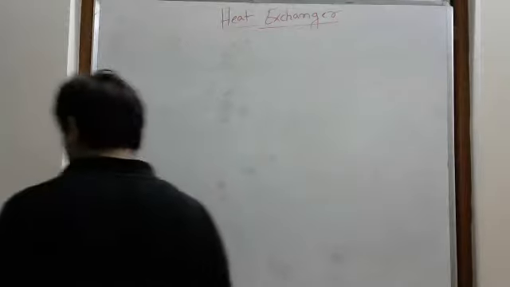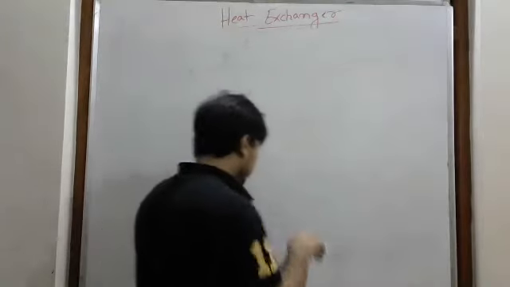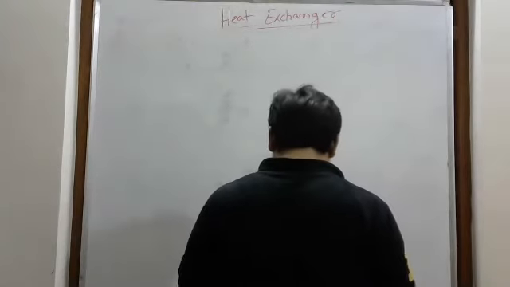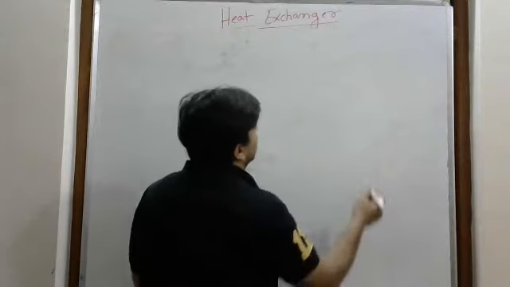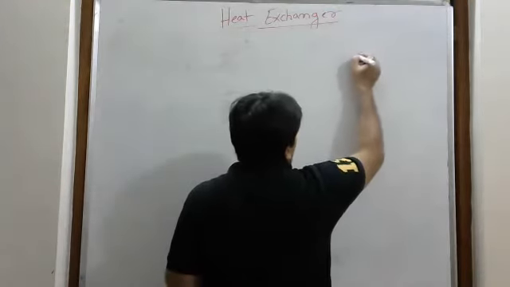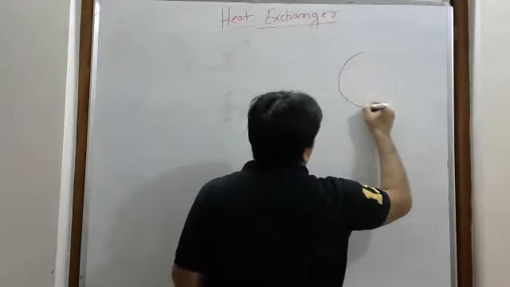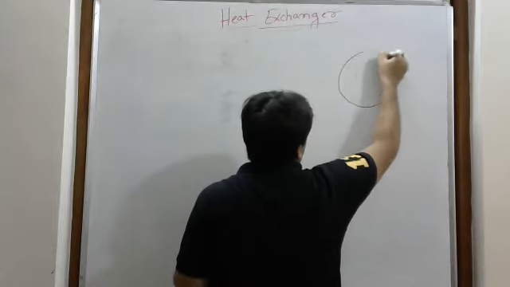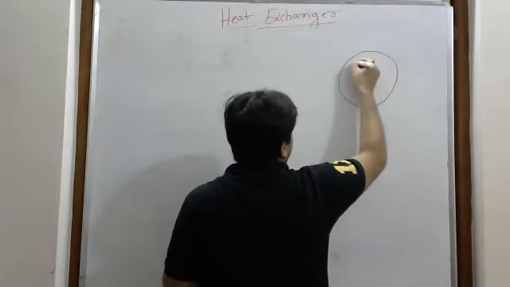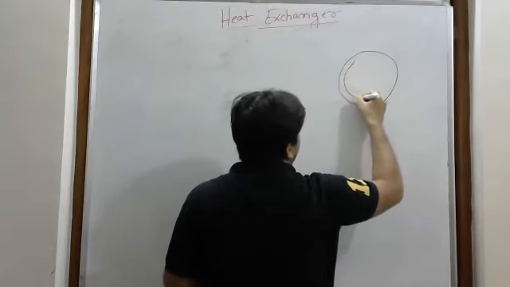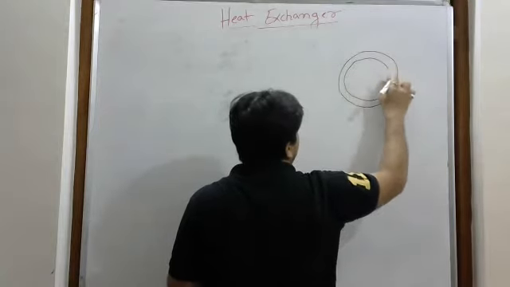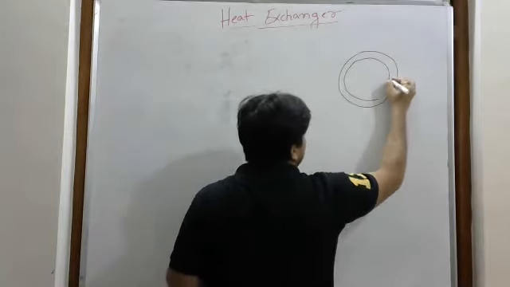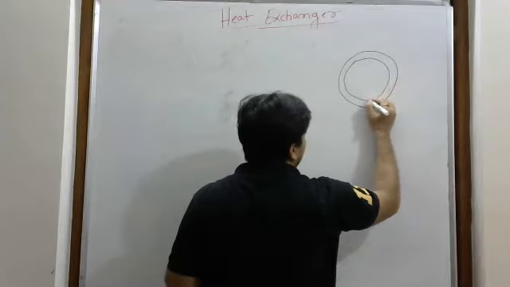Overall heat transfer coefficient. So now I am going to derive the overall heat transfer coefficient. Generally, the heat exchanger shape will be circular. This is the shape of the heat exchanger pipe or shell or tube, you can say tube.